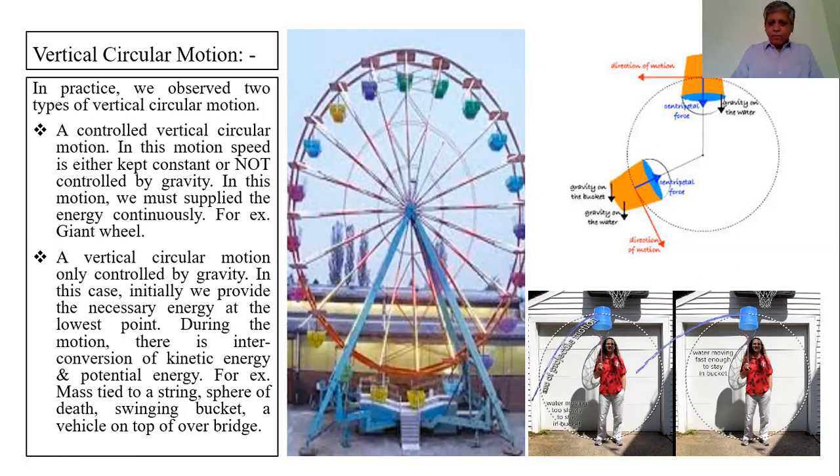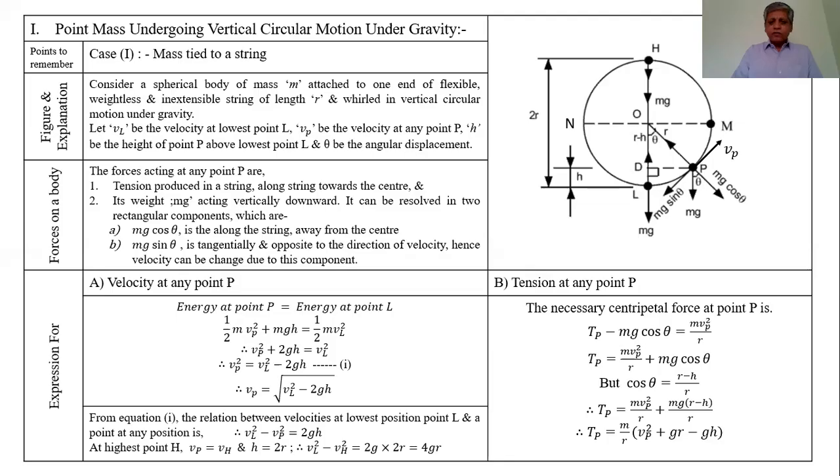Another example is when a mass is tied to one end of a string and whirled in a vertical circular motion. That means a mass tied to a string. Let us assume that the mass is a heavy point mass. Here in the figure we show the point mass suspended by, or tied to, one end of a string of length r.